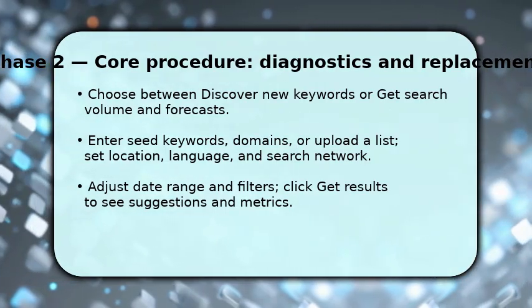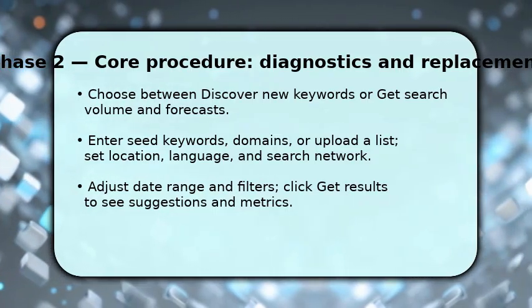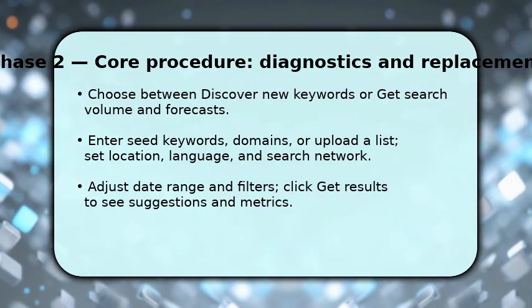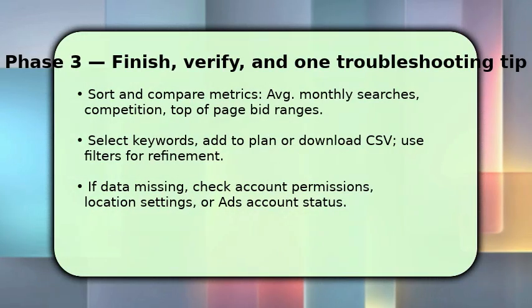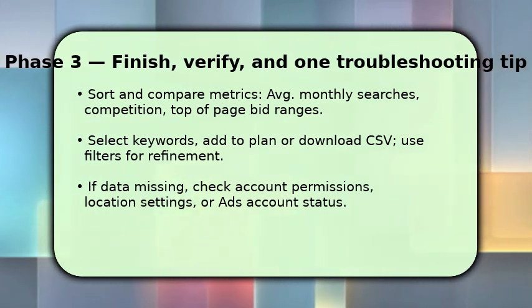Click Get Results, and you'll see volume, competition, and top metrics. Finally, analyze the returned keywords by sorting AVG. monthly searches, competition, and bid ranges to prioritize opportunities. This helps you decide which terms to target.